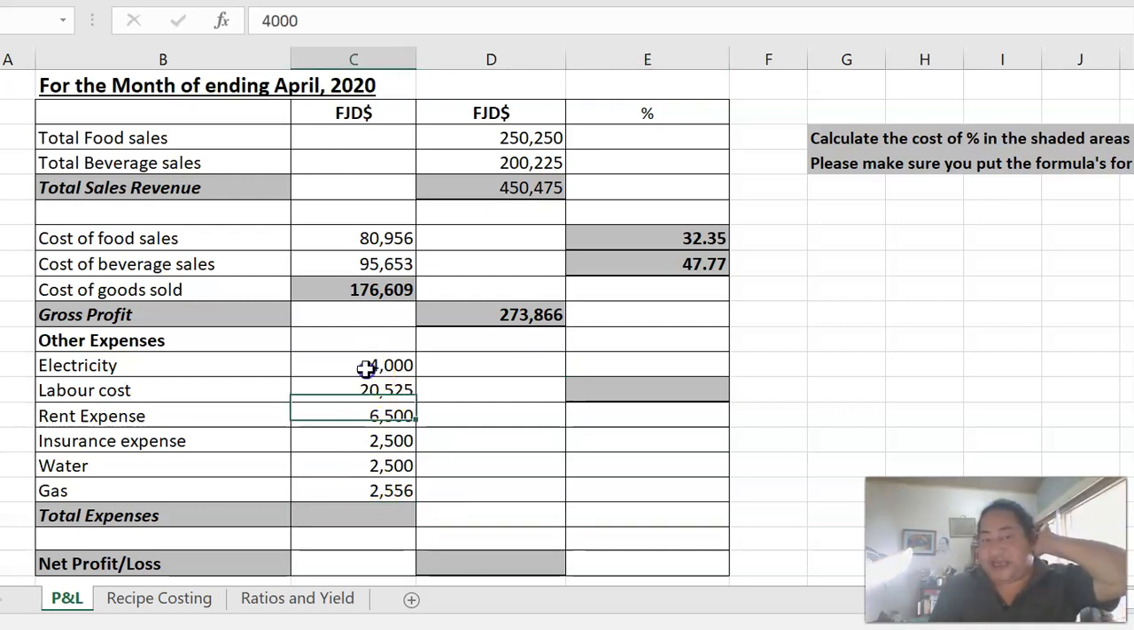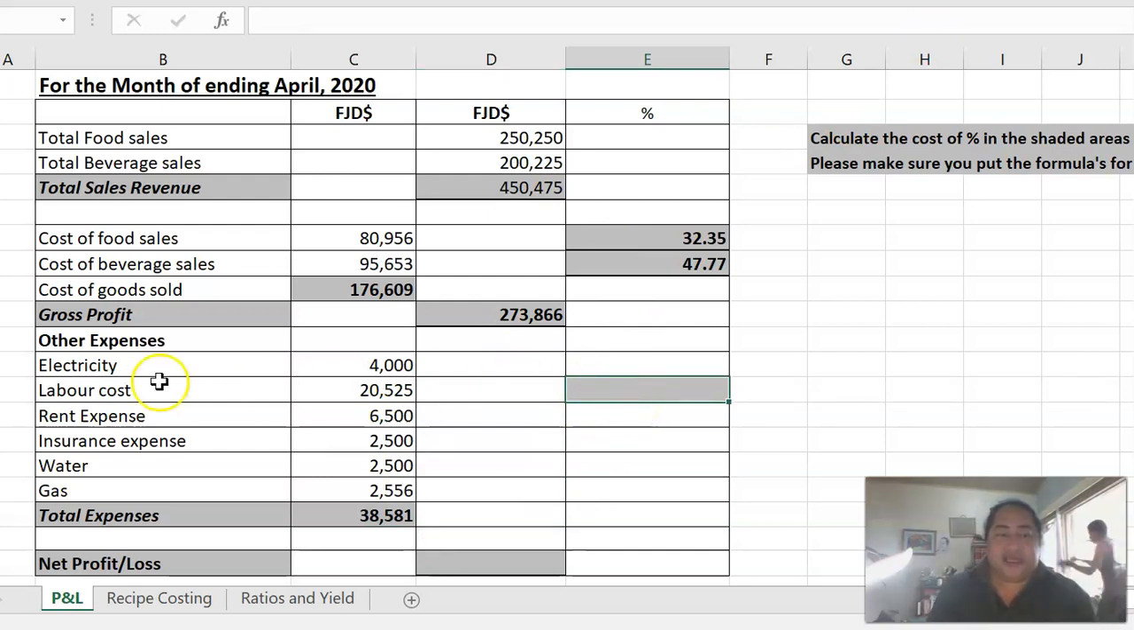The total expense is adding each item here. So equals add each one. Or you can do it the fast way, where I just shade all, take them to the bottom, and then sum it up. So that's my total. The same thing applies here. But when you do labor cost, it's labor cost over total sales revenue, not over food sales or beverage sales. So let's do that. Equals total labor cost divided by total sales revenue.